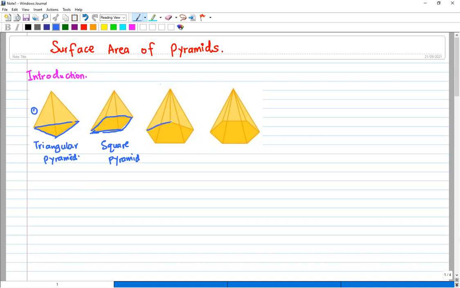This one we call a pentagonal pyramid because its base is a pentagon. And this one, how many sides does it have? 1, 2, 3, 4, 5, 6. So this one we call a hexagonal pyramid.